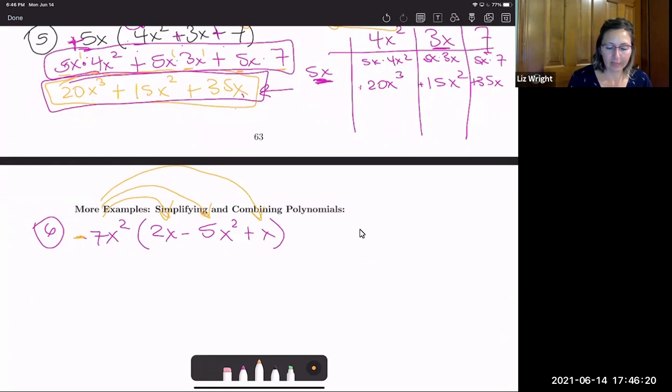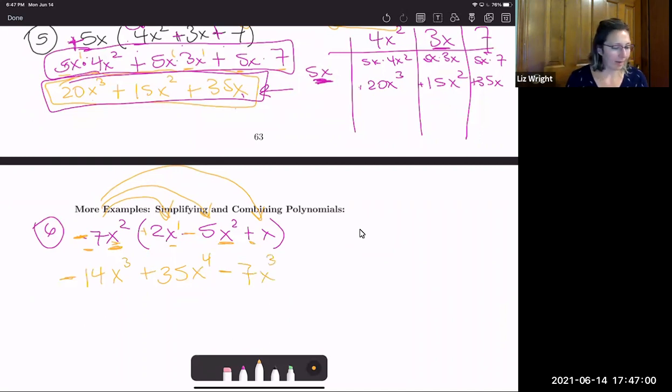So here we've got a negative times a positive, which is going to give me a negative, and 7 times 2 is 14. X squared times x is going to give me x to the third because you're adding those exponents. Then our next one, we've got a negative times a negative, which is going to give me a positive. And then I've got 7 times 5, which is 35. X squared times x squared is going to be x to the fourth, because you're taking 2 plus 2. And then finally, you're doing a negative times a positive, which is going to give you a negative. And then it should be negative 7x to the third.